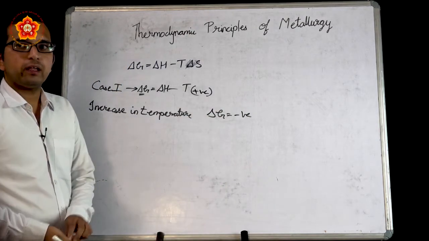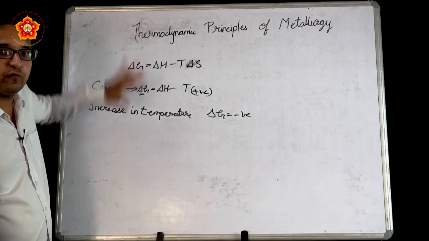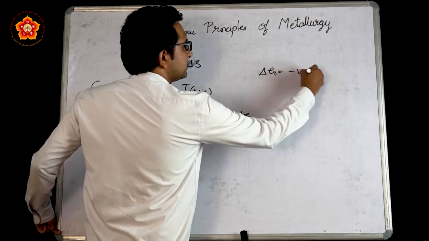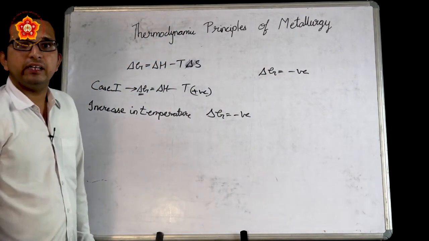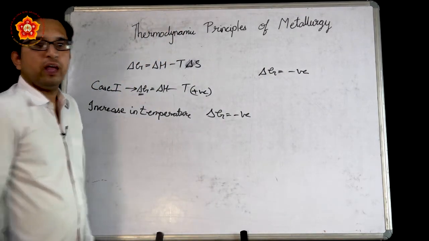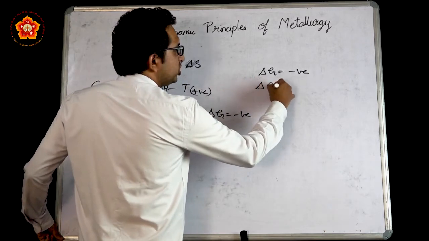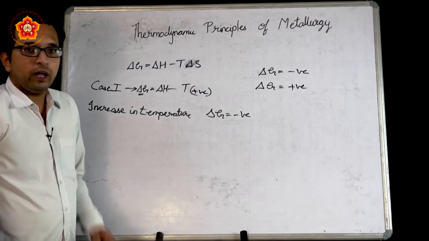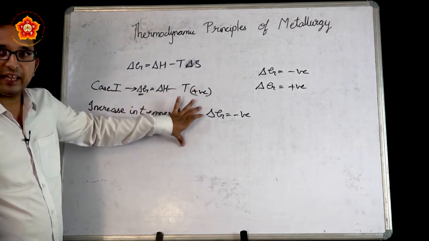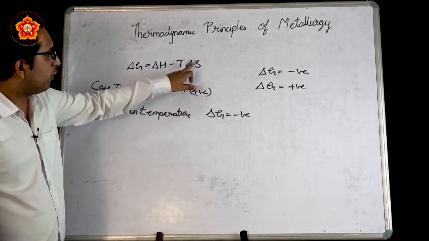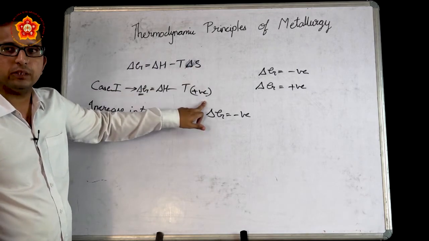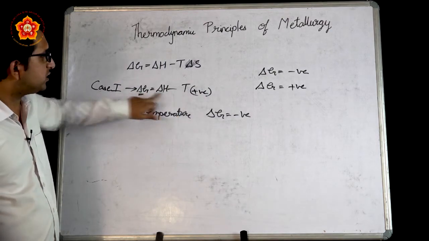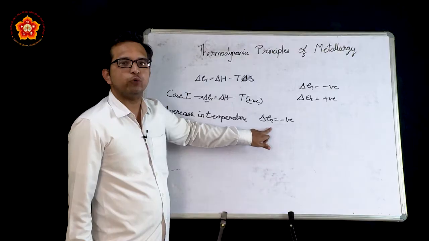Also remember the application of delta G. If delta G is negative, this condition indicates that it is a spontaneous process. If delta G is positive, it indicates a non-spontaneous process. Now this case is applicable when we believe that the entropy of the system is positive. When the temperature increases, delta G goes more towards the positive value.